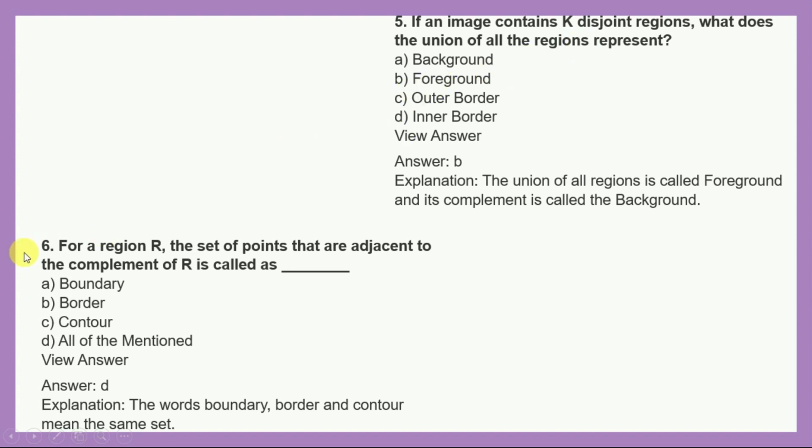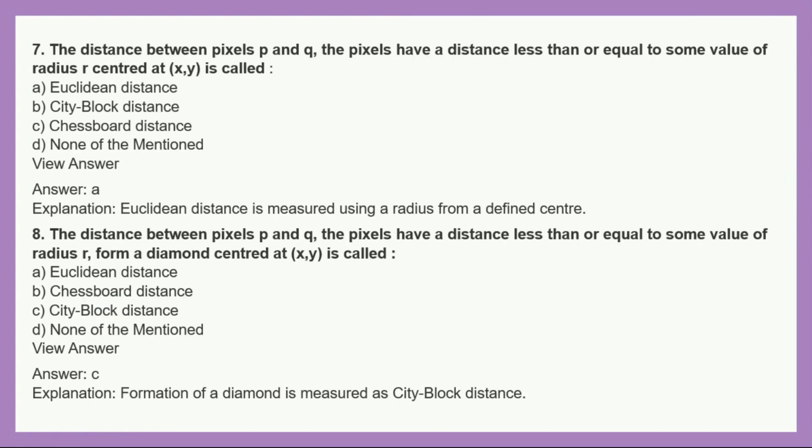Now the next question is, for a region R, the set of points that are adjacent to the complement of R is called as, that is all of the mentioned, because boundary, border, contour, all the mentioned mean the same set. Now the distance between pixel P and Q, the pixels that have the distance less than or equal to some value of radius R centered at x, y is called. So answer is Euclidean distance.